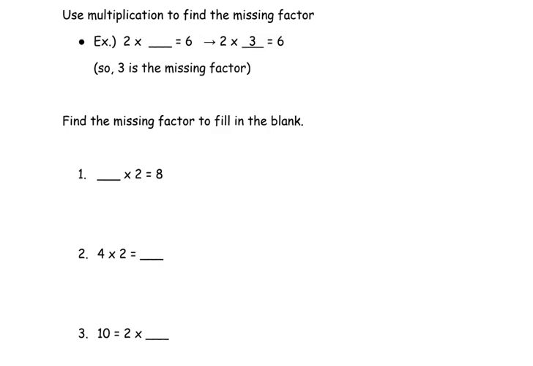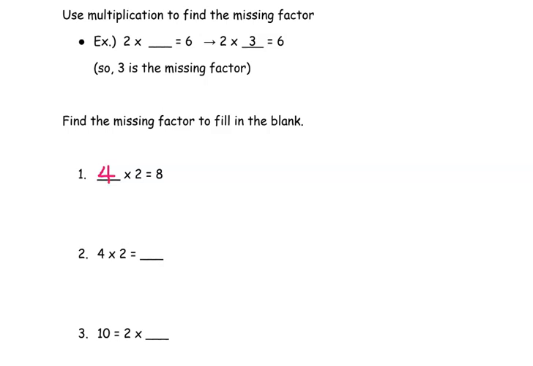What times 2 equals 8? Well, let's try counting in our head. So first, 2 times 1 equals 2. 2 times 2 equals 4. 2 times 3 equals 6. And 2 times 4, which is 2 plus 2 plus 2 plus 2, equals 8. So the blank would be 4.